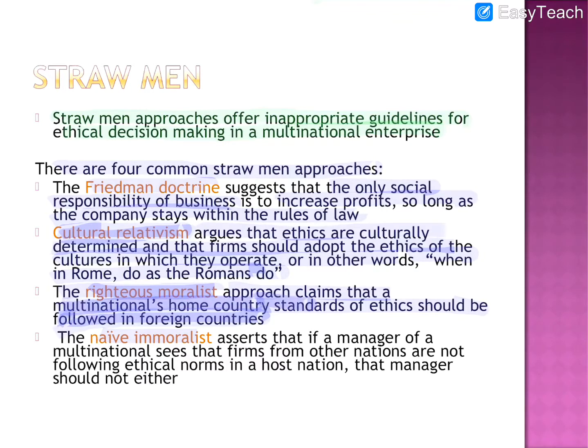Multinational home country standard should be followed in foreign country. Righteous moralist: if you open a business in, for example, the US, you must follow the Malaysian way. This is a righteous moralist.